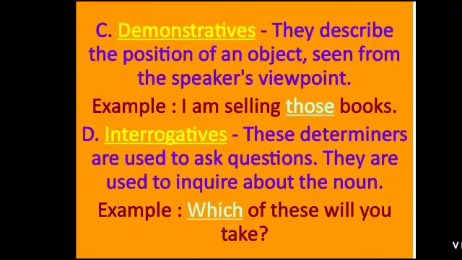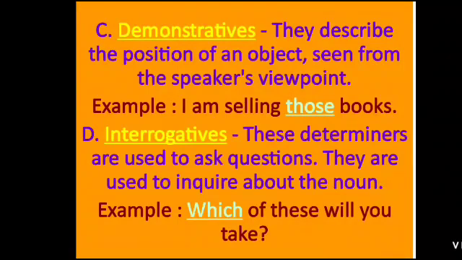That means they describe the position of an object seen from the speaker's viewpoint. That means when we know that the person standing there knows the exact position of an object. Like this, that means near, that means far. So I am selling those books. That means I am considering or I am pointing out some lot of books that are kept at some place. So I am indicating, I am certain. So I am selling those books. Plural forms.